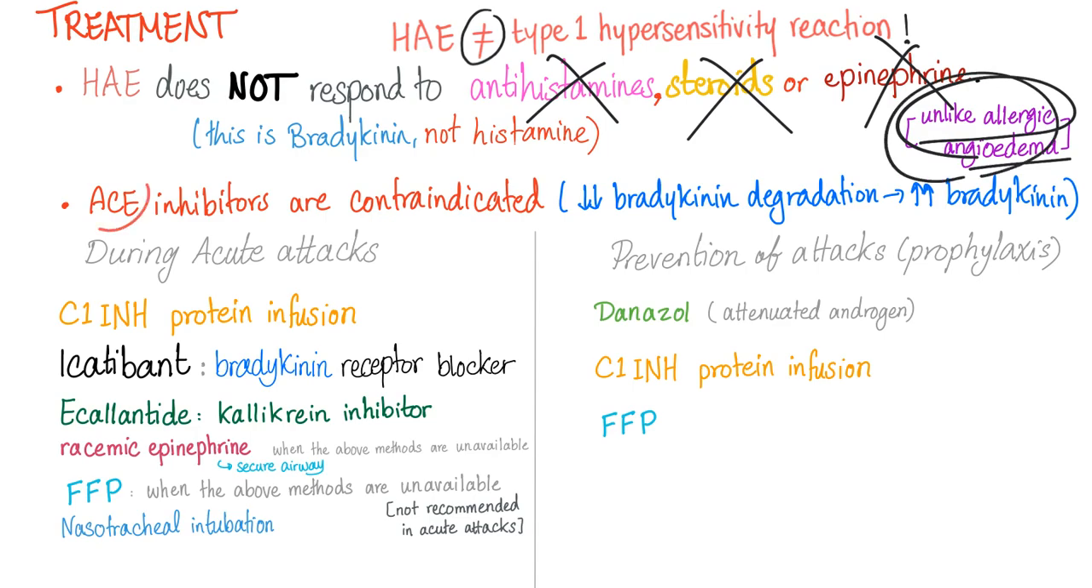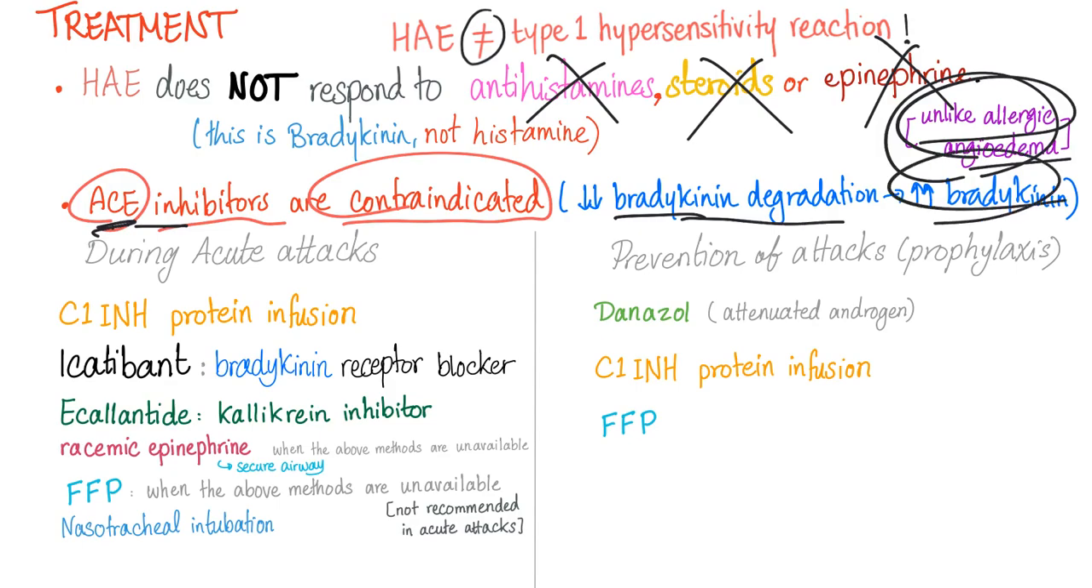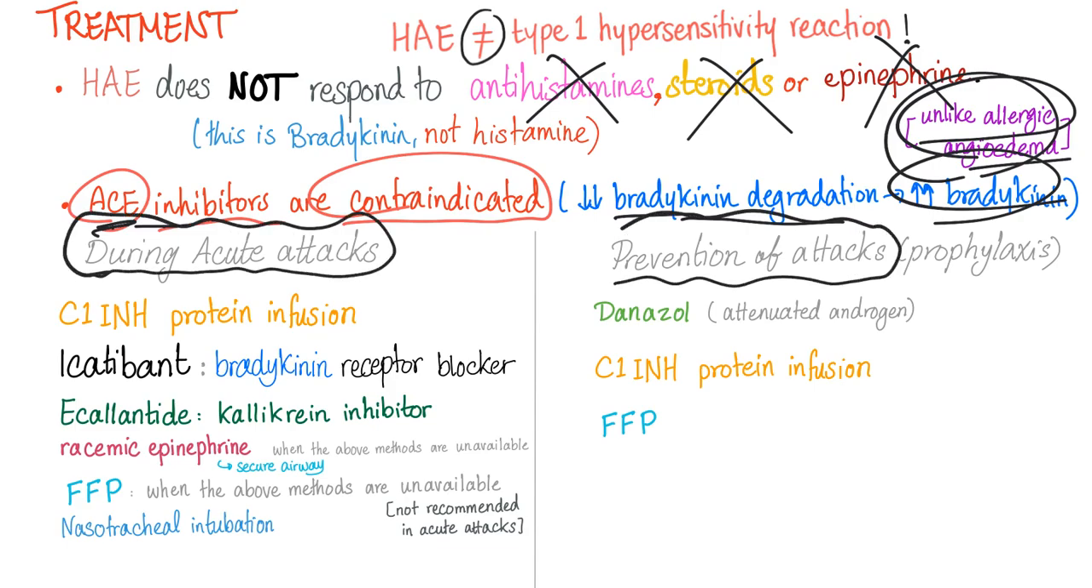Cool. So, ACE inhibitors are contraindicated. Why? Because remember, ACE hates bradykinin. When you use ACE inhibitors, you will have lots of bradykinin because there is no bradykinin degradation. Lots of bradykinin, baby, it's on. To treat the actual disease, we have during the acute attack and we have prevention of attacks.